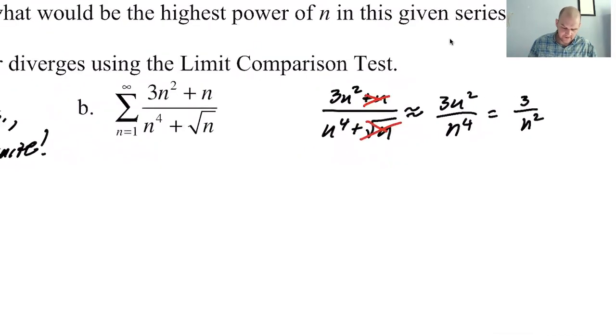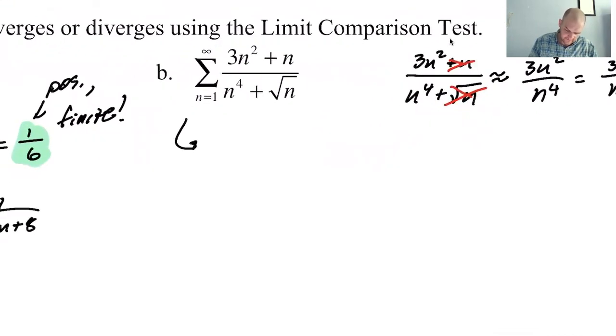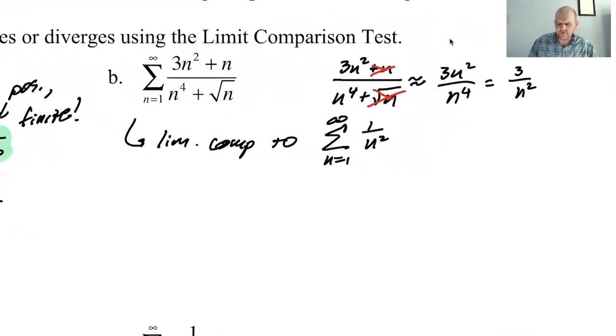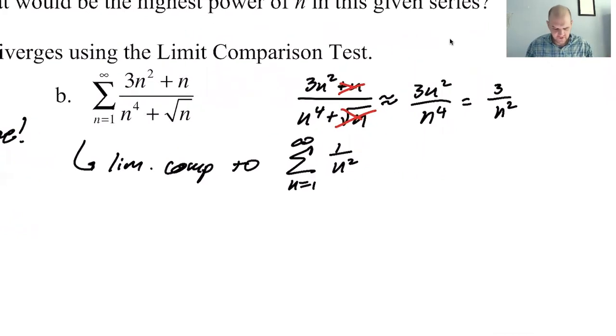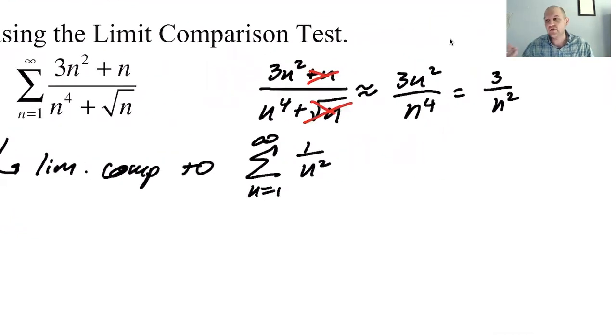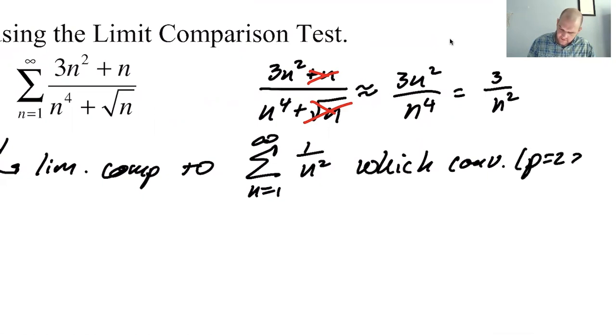So what I'm going to do is limit compare this to just the sum of 1 over n squared, because 3 over n squared or 1 over n squared doesn't really make a difference which one we use. If we get a positive finite, we'll get a positive finite no matter whether we use 1 over n squared or 3 over n squared. So I'm just going to use 1 over n squared. I know that this converges because p equals 2, which is greater than 1.